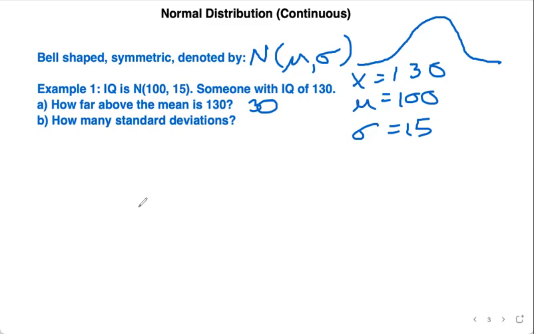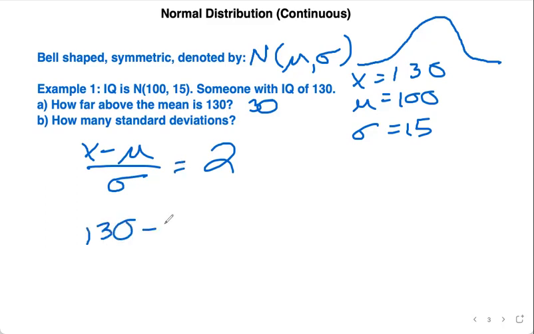How many standard deviations is that? Well, in this case, the standard deviation is 15, and I'm 30 above. You might say, well, that's just two standard deviations above because it's 15 and 15. And what you actually did is, the formula is x minus mu over sigma. To get that, you did, again, 130 minus 100 divided by 15 to get you 2. You're 2 standard deviations above the mean.